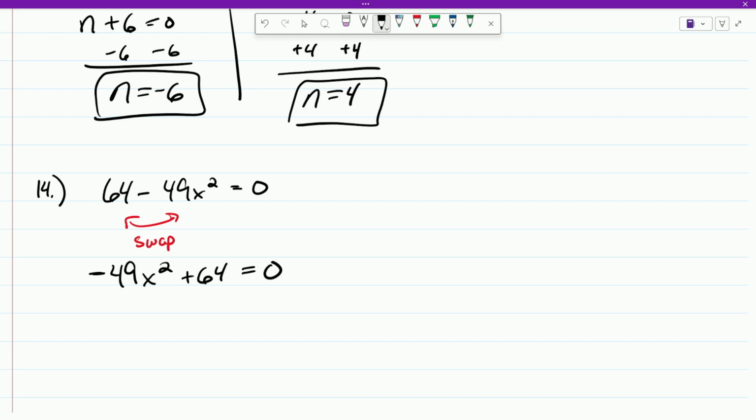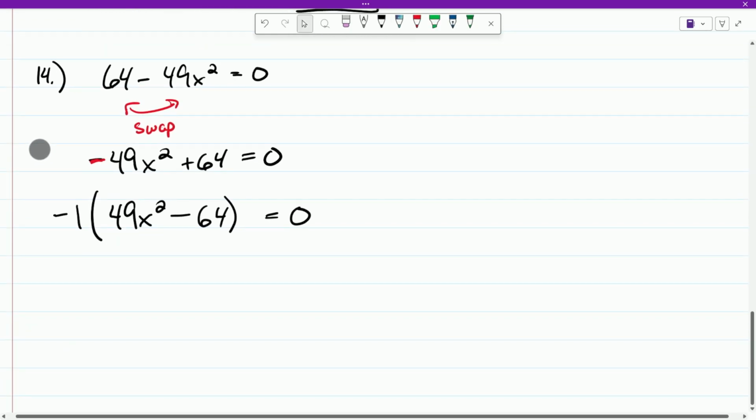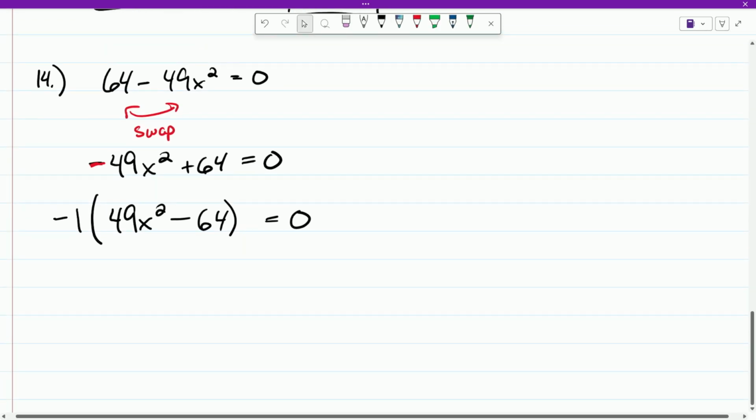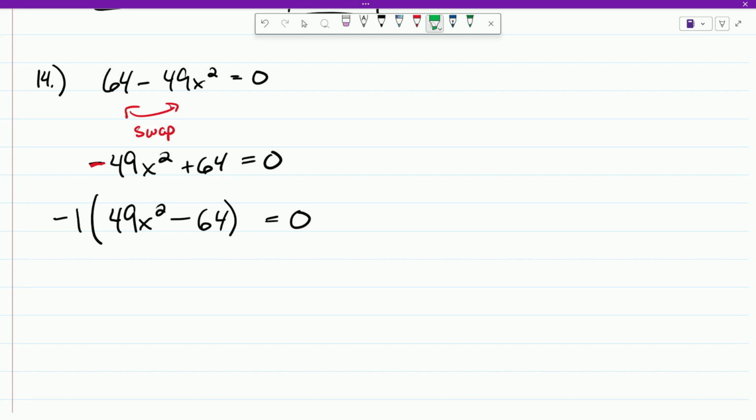Now, hopefully, you can see this and go, well, wait a minute. That's a negative 1 out front. That's a negative out front. If I factor out a negative 1, I'm going to be left with a positive 49x to the second minus 64. And that's what I'm going to work with. Because when I look at this, there's no GCF. I have a binomial. Right here, this variable's exponent is 2. It's squared. So what I'm hoping for is, do I have difference of squares? And in this case, I totally do.